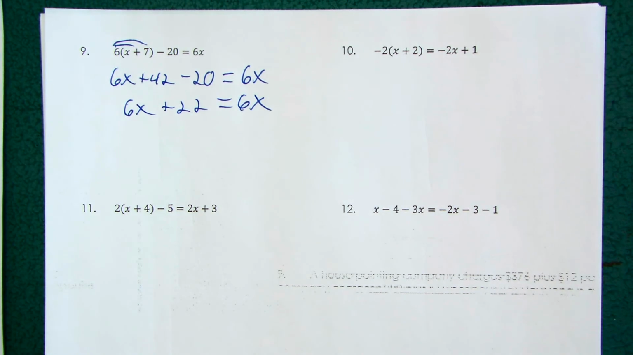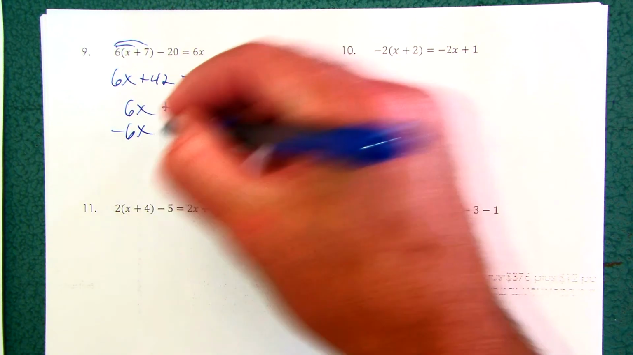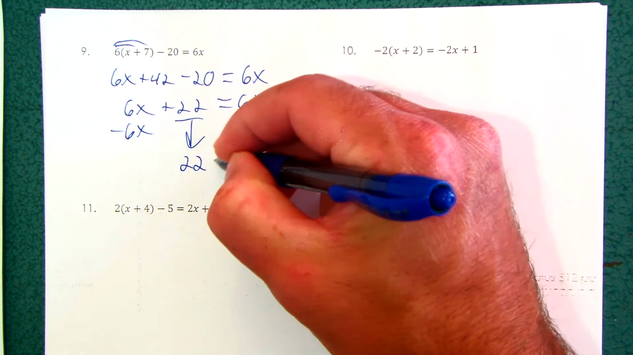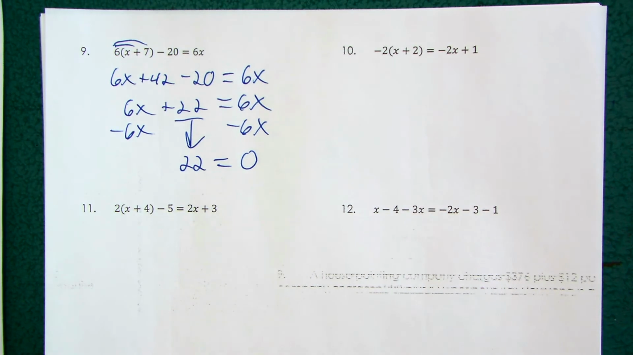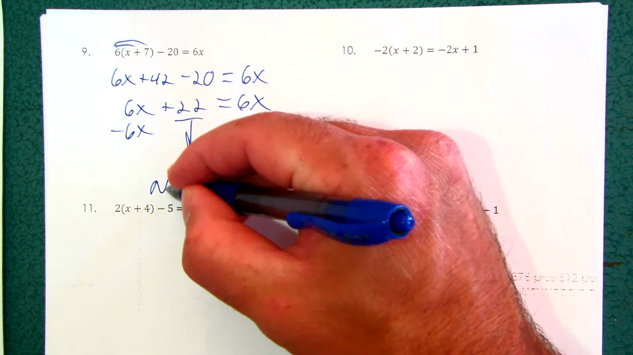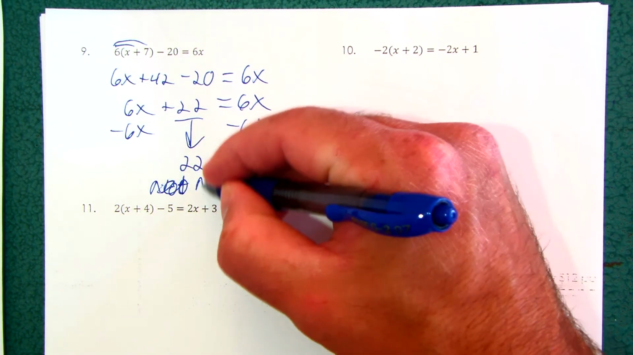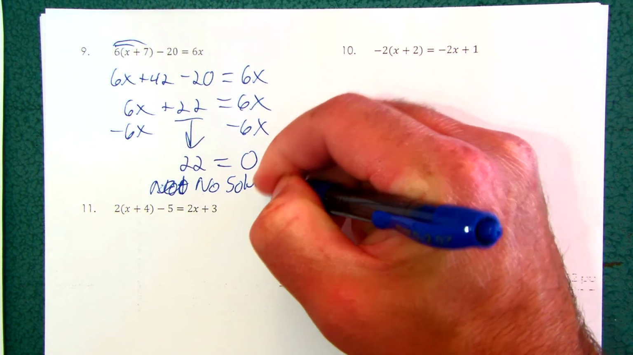All right, so we get 6x plus 22 equals 6x after we do distributive property and combine like terms. Subtract 6x from both sides, and this is going to be one of our special cases. We're going to get 22 equals 0. That's not true. So if you get a false statement, there are no solutions to that.